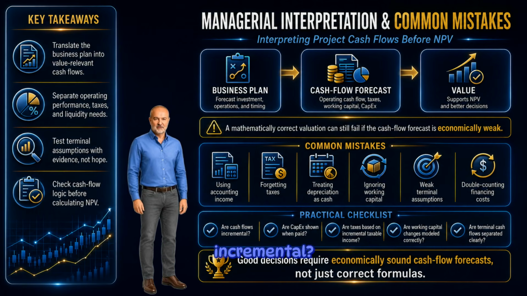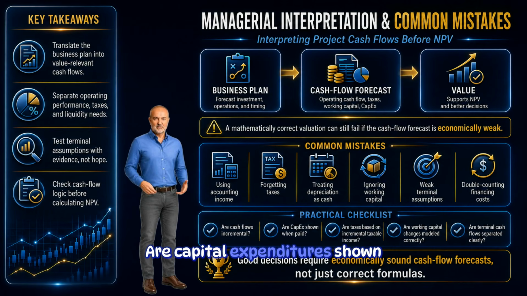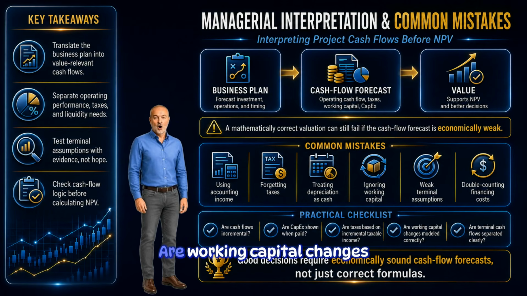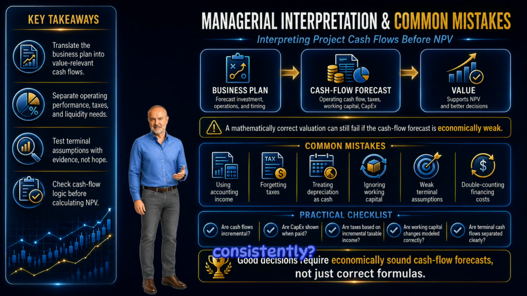Are the cash flows incremental? Are capital expenditures shown when paid? Is depreciation used for taxes rather than treated as cash? Are taxes based on incremental taxable income? Are working capital changes modeled correctly? Are terminal cash flows separated clearly? Are replacement projects measured relative to keeping the old asset? Are financing costs handled consistently?